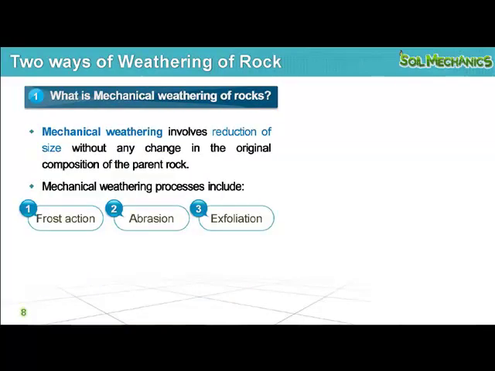What is mechanical weathering of rock? I mentioned before, rock can be weathered in two ways, mechanical weathering and chemical weathering. And now, what is mechanical weathering of rock? Mechanical weathering of rock involves reduction of size. It means the large size becomes small pieces, without any change in the original composition of the parent rock. We call it mechanical weathering.